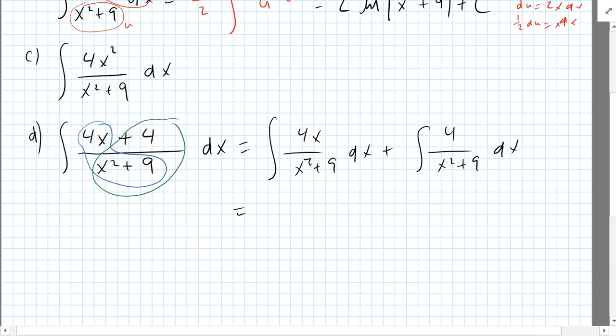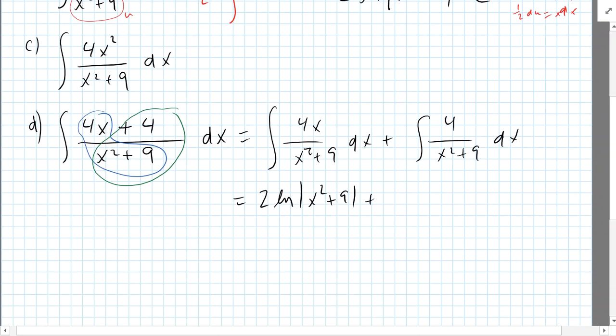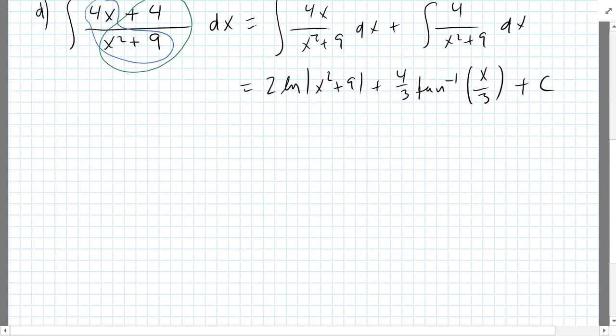It gives you b, where the answer was 2 natural log absolute value x squared plus 9, plus the second one, which is 4/3 tangent inverse of x over 3, and then it's all plus c. And then that leaves us with c. So we're going to come down here to c.